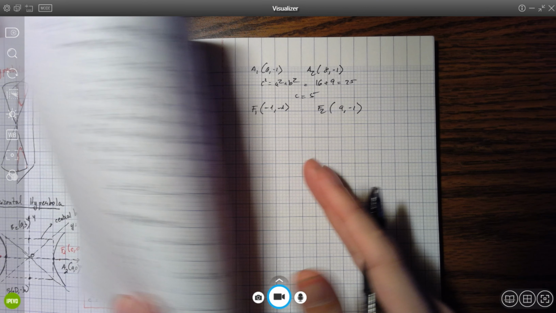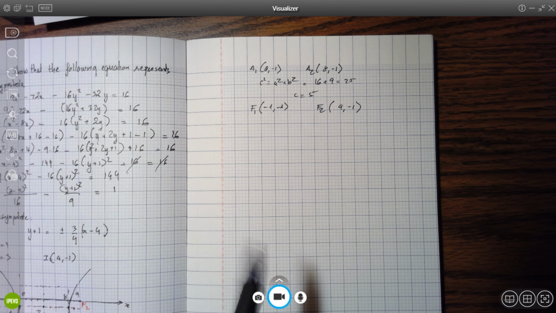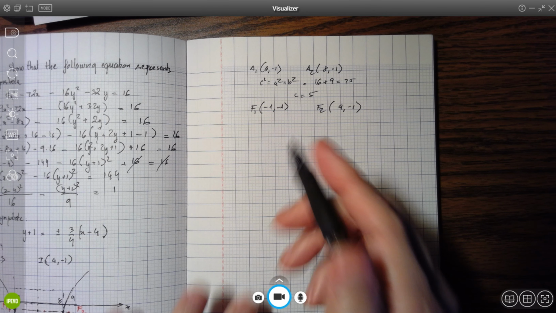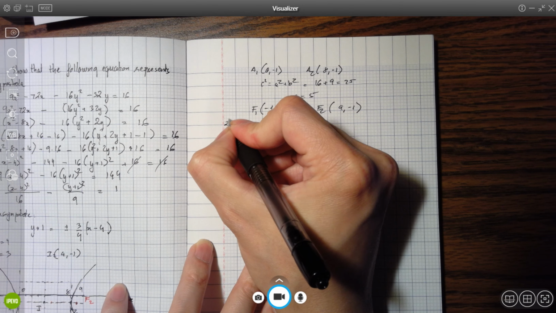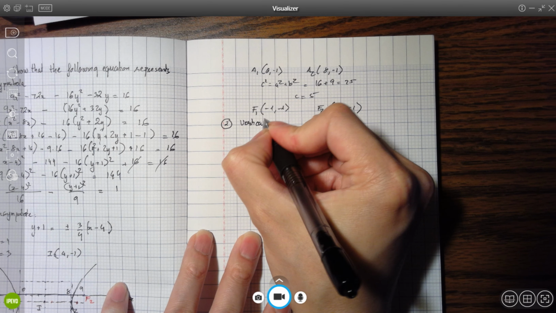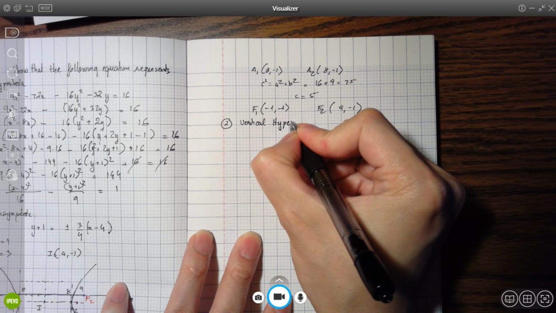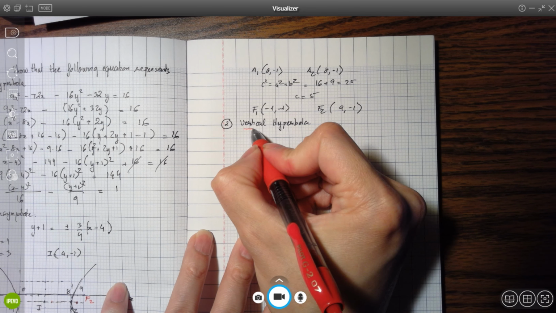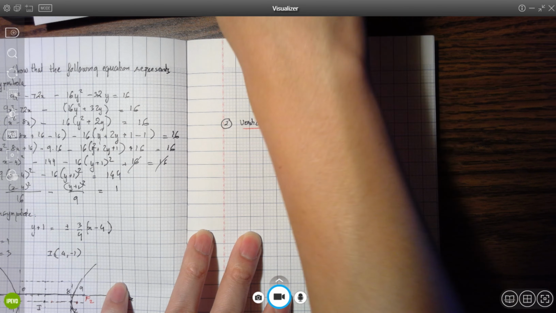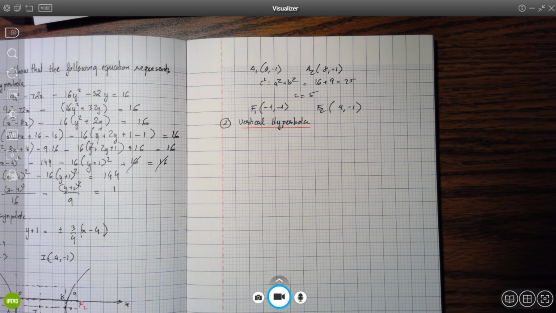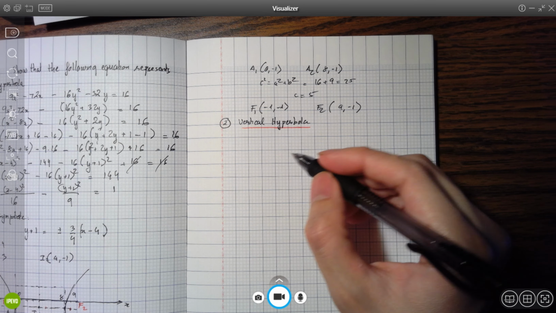All right, so the second part is about vertical hyperbola. And I will tell you what is the difference between horizontal and vertical hyperbola. You look at the equation, you know right away. The vertical hyperbola looks like this.